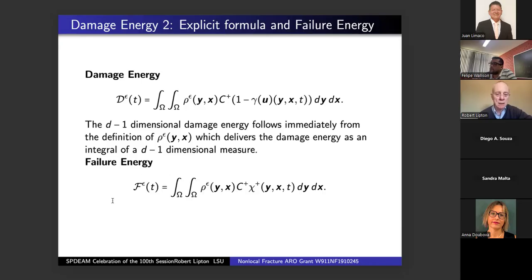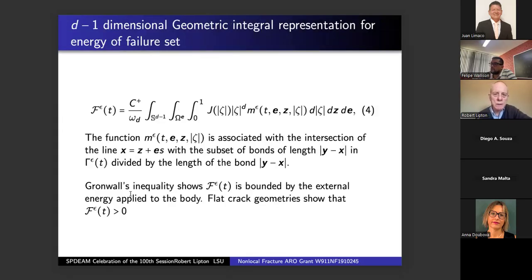And what is amazing about this is that the failure energy is in fact a D-1 dimensional measure. So we can use a little bit of geometric measure theory, and we see that the D-1 dimensional integral is of this form 4, where M is associated with a line segment. We use the slicing decomposition of the domain, which is used in understanding the special functions of bounded deformation and their fine properties. We use that slicing decomposition, rewrite that failure energy, and we come up with 4.